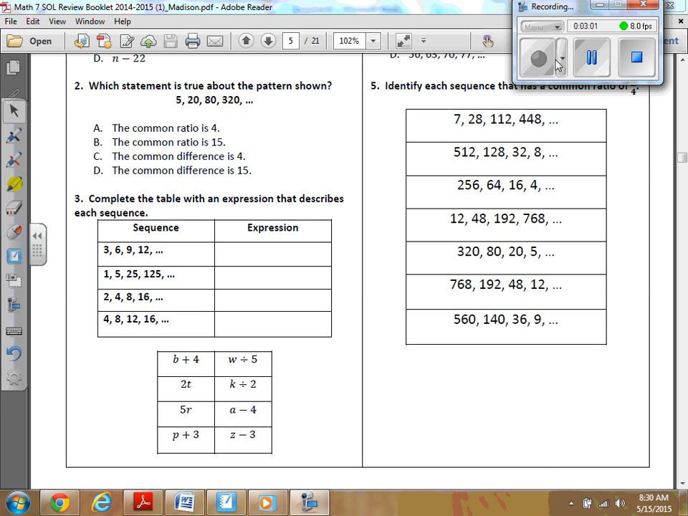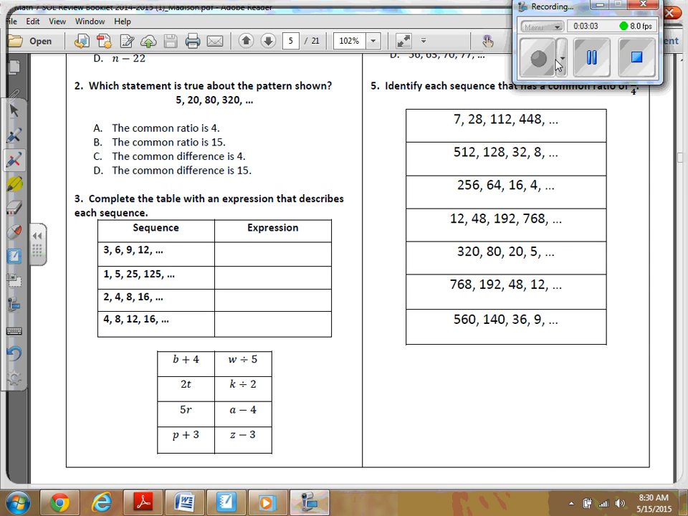All right, number 2 says, which statement is true about the pattern shown? It goes from 5 to 20, 20 to 80, 80 to 320. So are we multiplying or are we adding? Okay, we're multiplying, so I'm getting rid of common difference because we know that that's adding. So for the common ratio, are we multiplying by 4 or by 15? We're multiplying by 4. 5 times 4 is 20, 20 times 4 is 80, 80 times 4 is 320. So the common ratio is 4. Any questions?